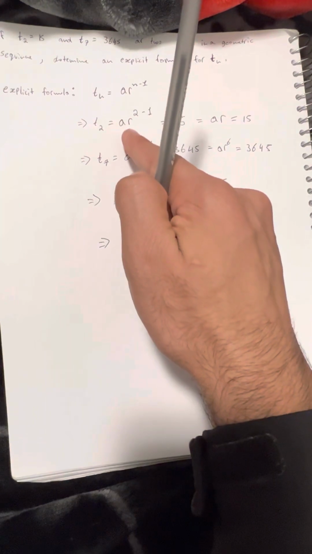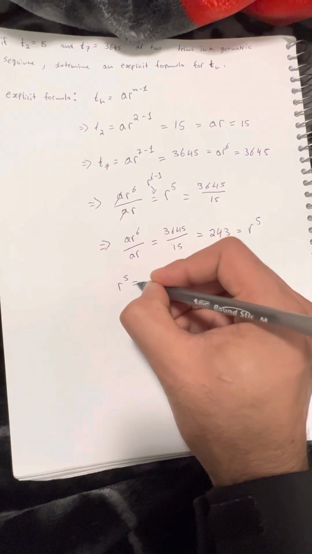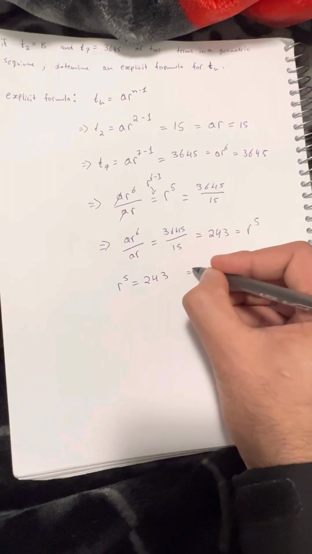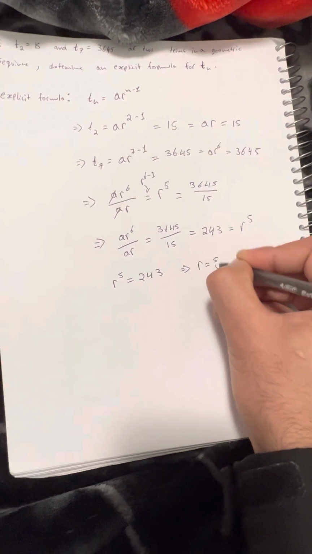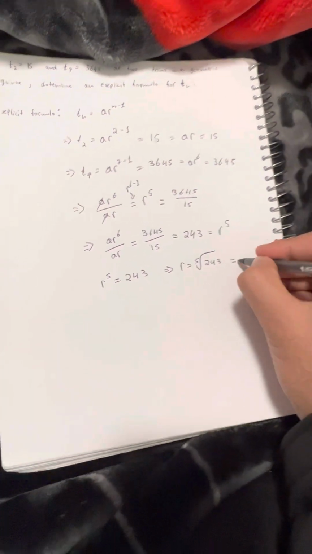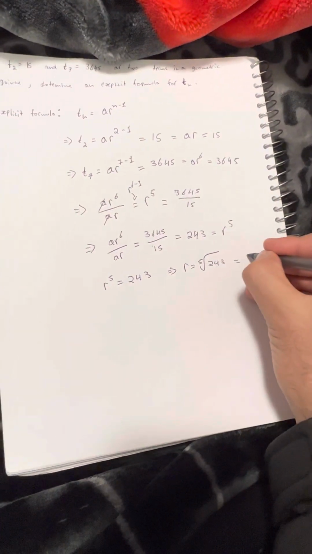So we want to get a value for R, so we don't want this power. To solve for R, R to the power of 5 equals 243. We can take the fifth root and get R alone. So R equals the fifth root of 243, and I believe that is 3.